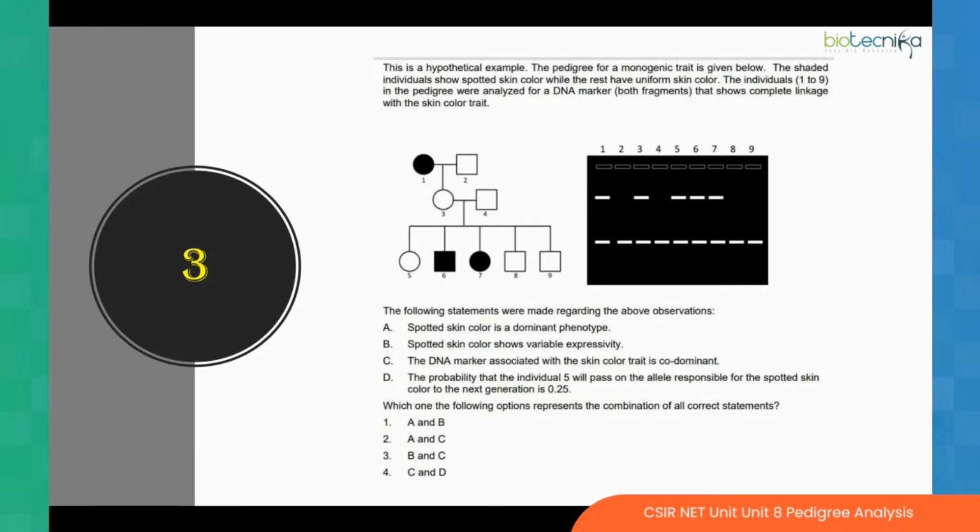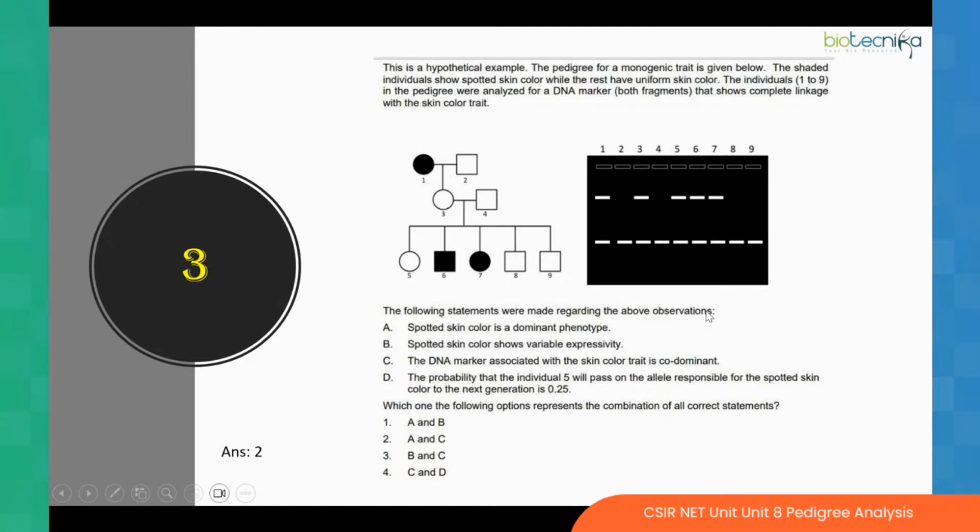All right. Next question. So this is a hypothetical example. The pedigree of a monogenic trait is given below. The shaded individuals show spotted skin color while the rest have uniform skin color. The individuals 1 to 9 in the pedigree were analyzed for a DNA marker that shows complete linkage with the skin color trait. The following statements were made regarding the above observations.